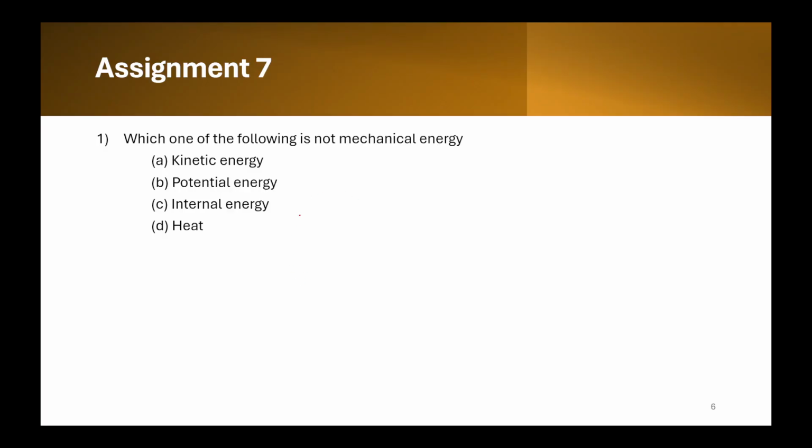So the correct answer here is heat, basically. Mechanical energy can be converted into work or heat, but heat is not a form of energy. Kinetic energy is a form of mechanical energy. Potential energy is also a form of mechanical energy. Internal energy is also a form of mechanical energy. However, heat is not a form of mechanical energy. So the correct answer here is heat.